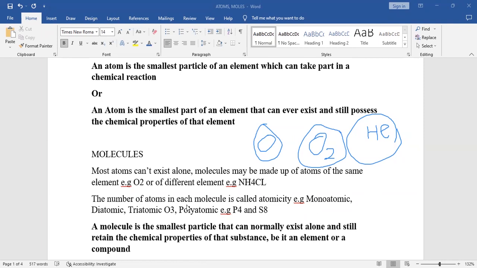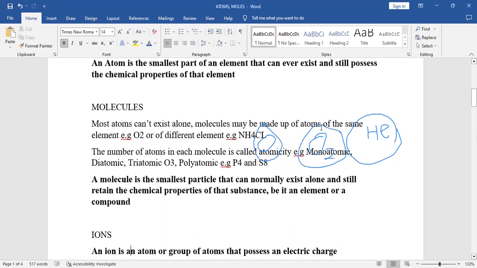The number of atoms in each molecule is called atomicity. I already gave the example of helium. Helium is monoatomic because you require only one atom of helium in the molecule. Diatomic is like oxygen. This is an oxygen atom, but for it to be a molecule, you require two oxygen atoms. So it's diatomic. Triatomic molecules, for example, ozone, O3, require three atoms of oxygen. Then polyatomic, requiring more than three. For example, phosphorus requires 4, and sulfur requires 8.